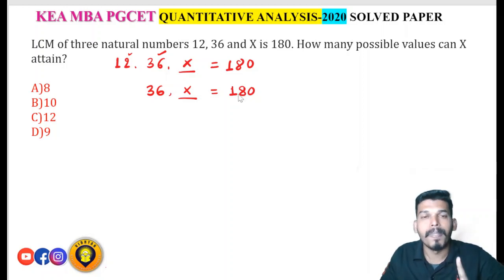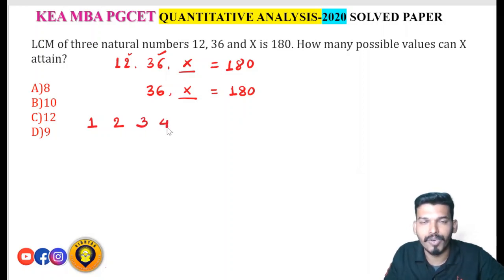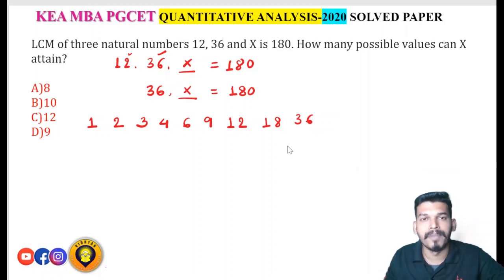Correct? So now what you have to do is find the factors of 36. Find all the factors of 36. Take any number and divide 36 by it, and find all the numbers. So that means 36 is divisible by 1. 36 is divisible by 2. It is divisible by 3, 4, not by 5, 6, not by 7, not by 8, 9, not by 10, not by 11, 12, then directly 18. After that, 36 is divisible by 36. So all these are the factors of 36, right?